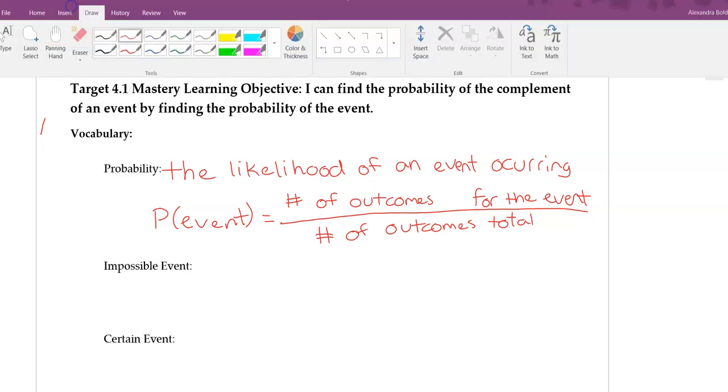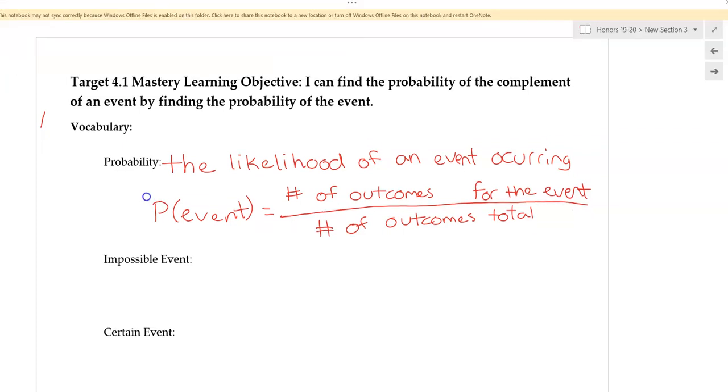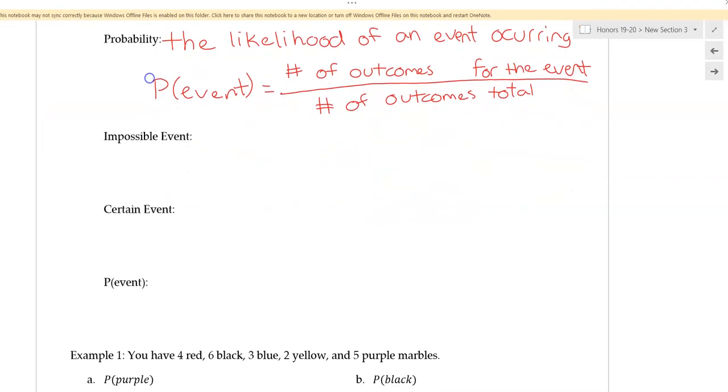Okay? Then we have what we call an impossible event. An impossible event has a probability of 0. So therefore, it will not happen. Probability of the sky being pink. Well, I guess during sunrises. Probability of the sky being green, right? The sky's not green, it's blue, right? Whatever. That has a probability of 0.